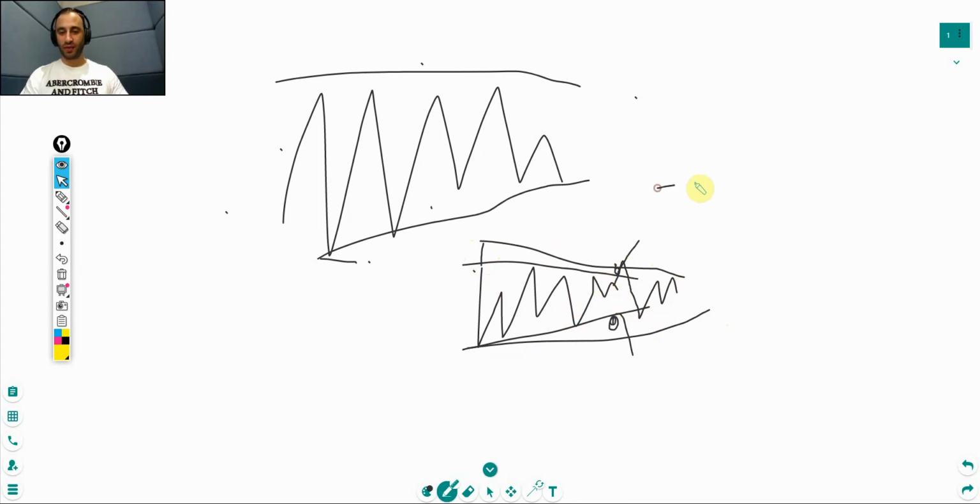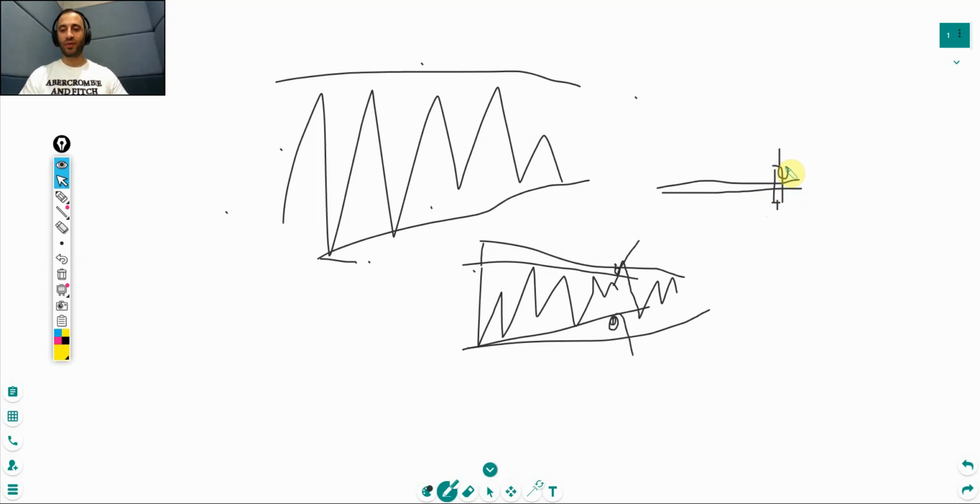Whereas when you've got a horizontal level, yes, you do get fake breaks, and that's a different story in itself. But everybody can see that this is actually a real break, okay, if it closes above this line.